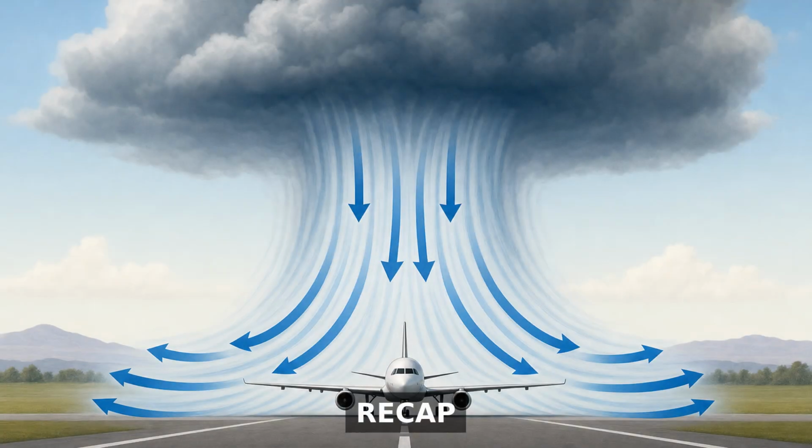To recap, a microburst is a small, intense thunderstorm downdraft that creates a headwind, then a sink, then a tailwind, producing wind shear that can overwhelm an aircraft near the ground.